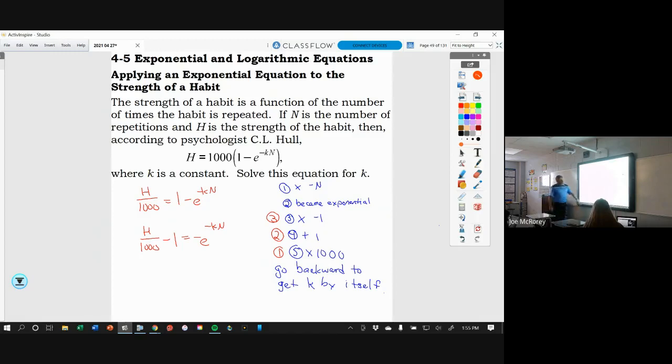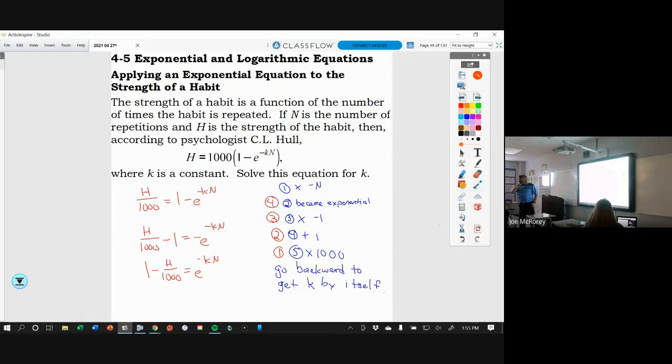Okay, so I need to unmultiply by negative 1. So how do you unmultiply by negative 1? You either divide by negative 1 or multiply by negative 1 again, which means change the signs. So instead of a negative 1, it's going to become a positive 1. Instead of a positive h over 1,000, I have a minus h over 1,000 equals e to the negative kn power. Whoa. Step number 4. It became exponential.